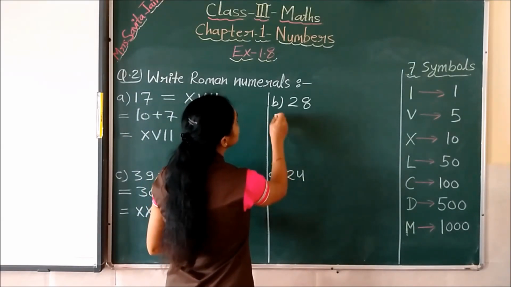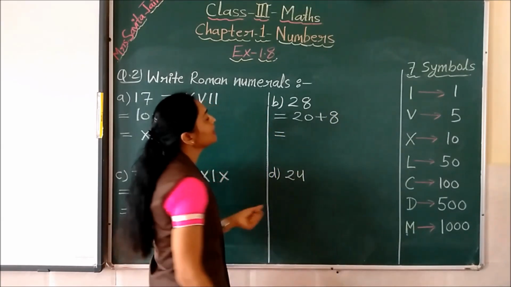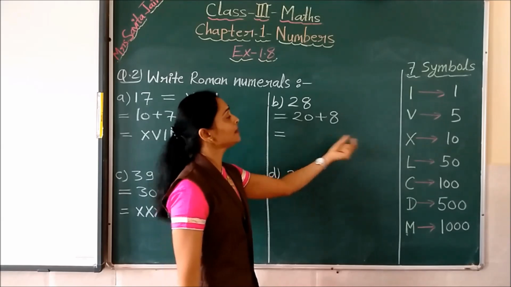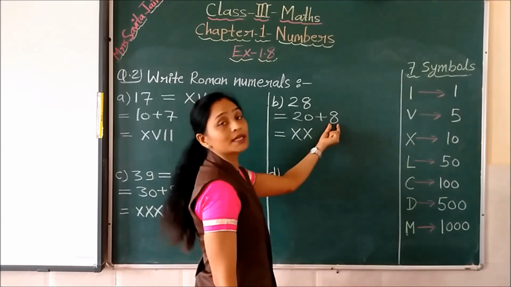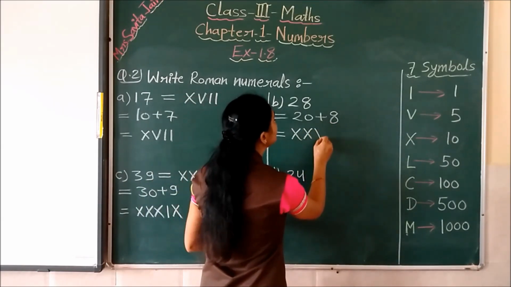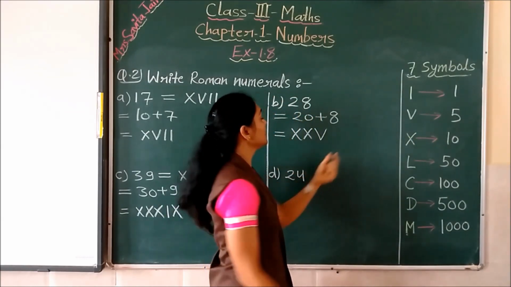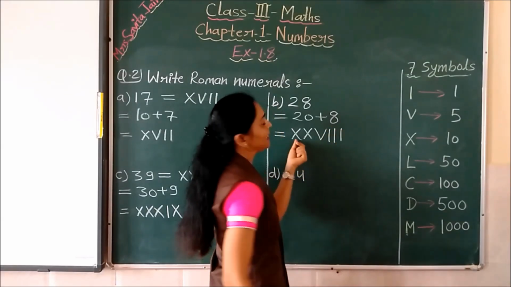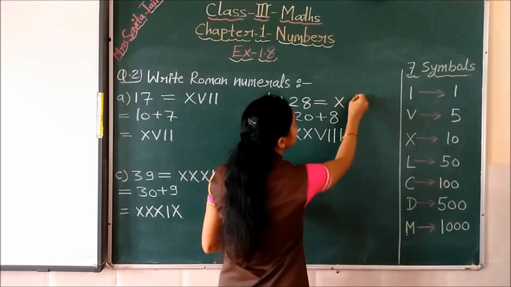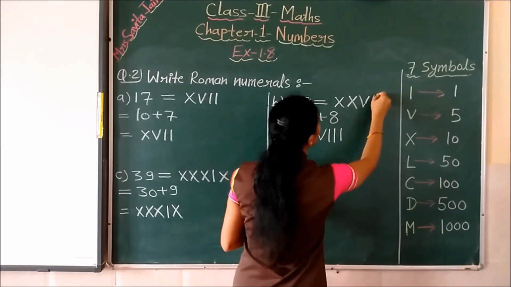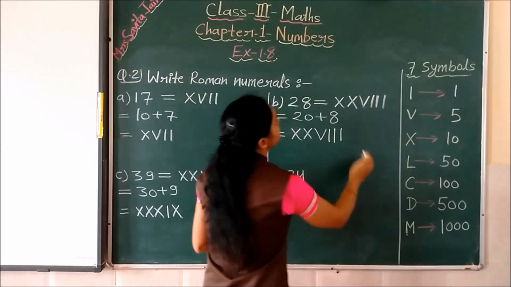Same way, first we have to write this number as expanded form, 20 plus 8. Now we will see how to write 20. 20 means 10 plus 10. 10 plus 10 means 2 times X. So we will place here 2 times X. Now we want 8. 8 means first we have to place here V. V means 5. Now how much more we want? We want 3 more. Means 3 times I we can place here. Yes children, so this way we got here this 28 as X, X, V, I. Yes children, this is 28 in Roman numerals.